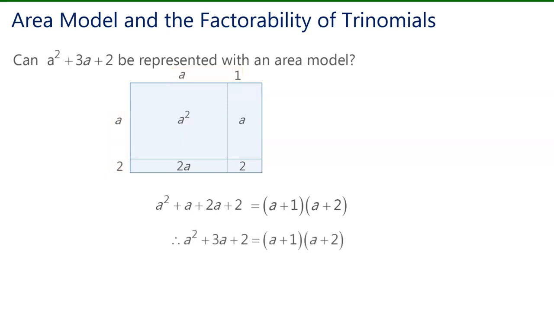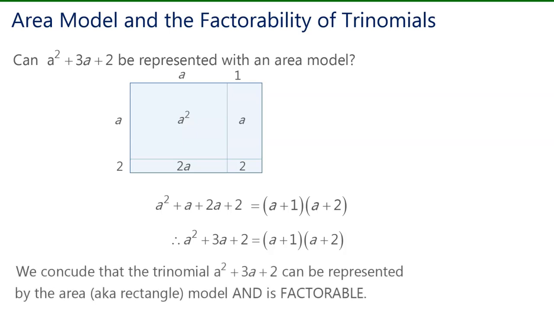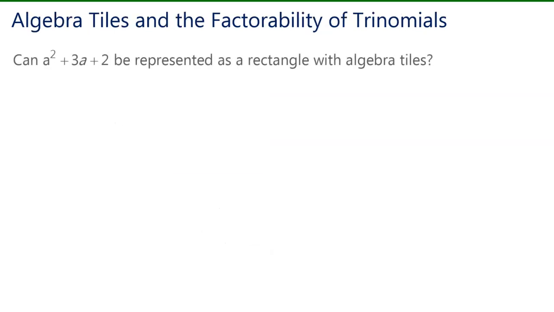So a squared plus 3a plus 2, because a plus 2a is 3a, can be factored as a plus 1 times a plus 2. We conclude that this trinomial a squared plus 3a plus 2 can be represented by the area or rectangle model, and it is factorable.